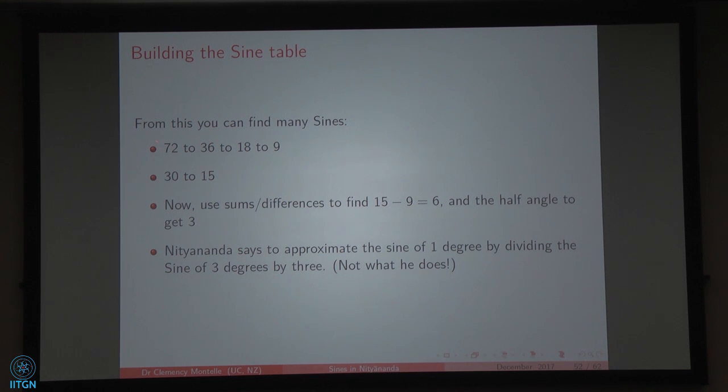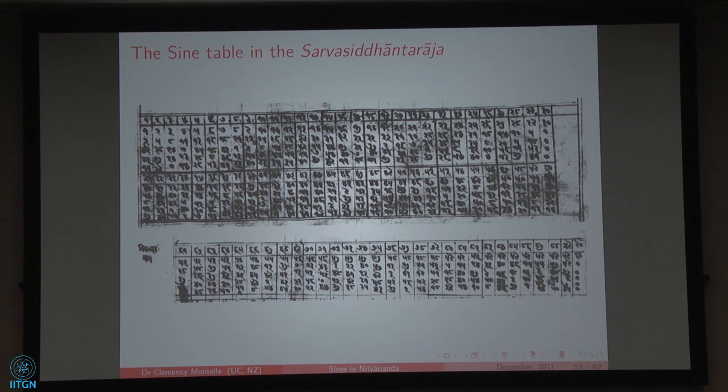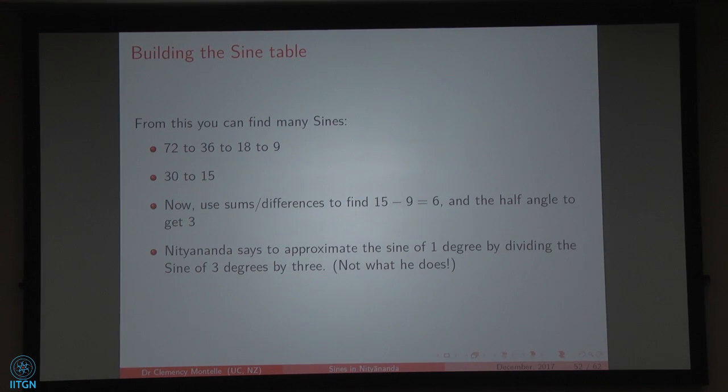Well, of course, as we saw, from 72 we can go to 36 to 18 to 9, from 30 to 15. But of course, having 9 and 15, we can now use our sums and differences to get the sine of 6. And of course, we can apply the half angle of this to get 3. And of course, once you've got down to the sine of 3, you can just keep doubling it all the way up, and you'll get your 30 sines in a quadrant. Okay, and so that explains, and in fact, if you do the maths very nicely, every third entry of the table can be perfectly computed using these formulas here.